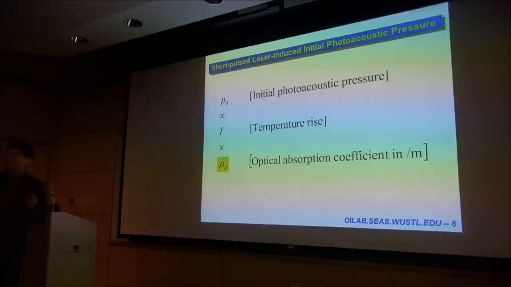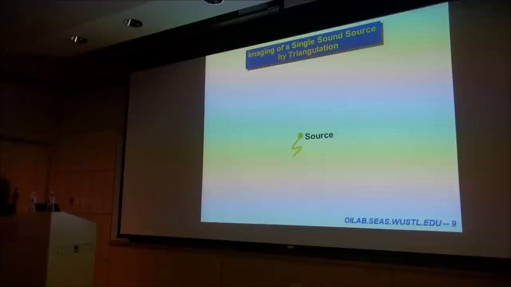Right, let me start with an extremely simple analogy. What does it take to get an image in photoacoustics? It's primarily triangulation of the sound wave. Let's say we want to pinpoint a single sound source, like a thunderbolt. When we see the lightning, we can reset our stopwatch. We say that's time zero, because light propagates so fast, we can ignore the light propagation time.